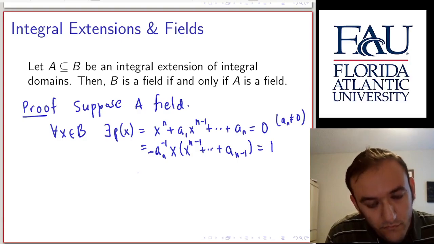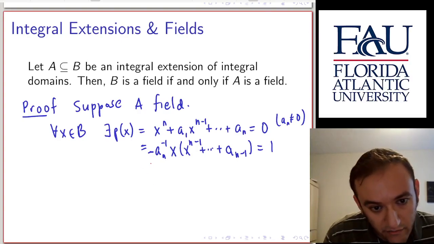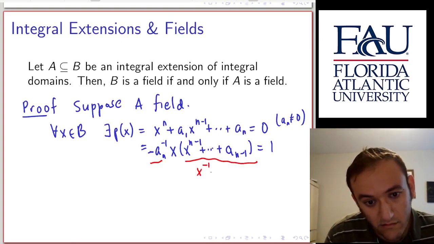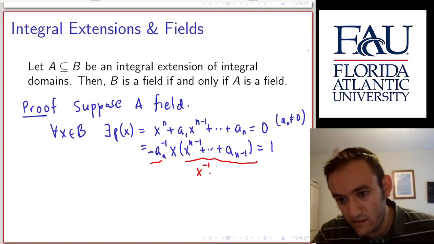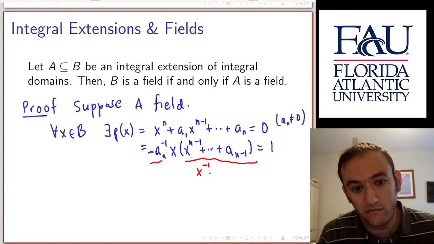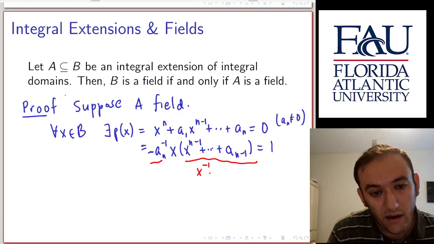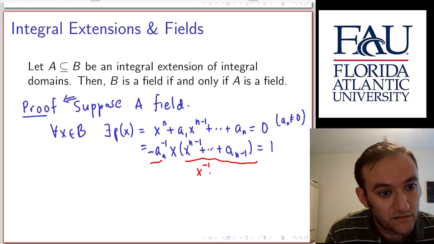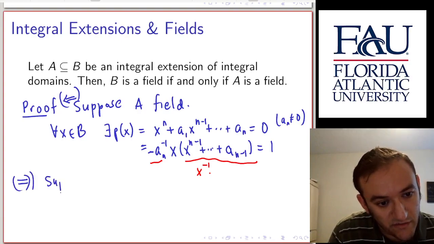Okay. So then, given this, we can just take this to be our inverse. Okay, so that means that, and clearly this is in B, because it's just a polynomial expression in x and elements of A. Okay, so that proves it in one direction, so B is a field if A is a field. Okay. To prove in the other direction, suppose B is a field.